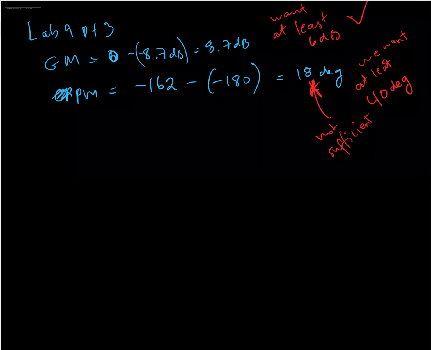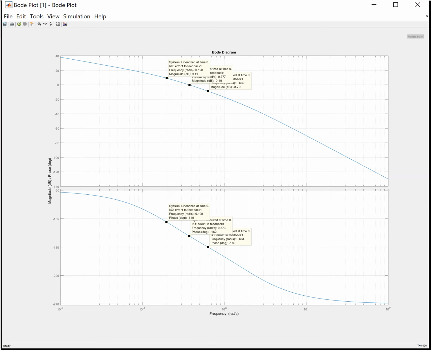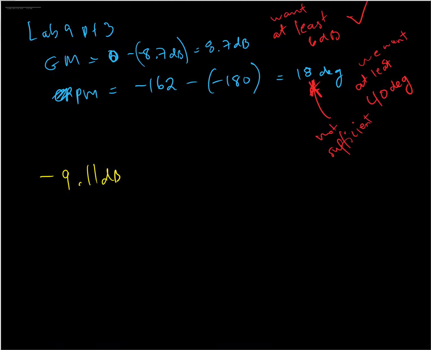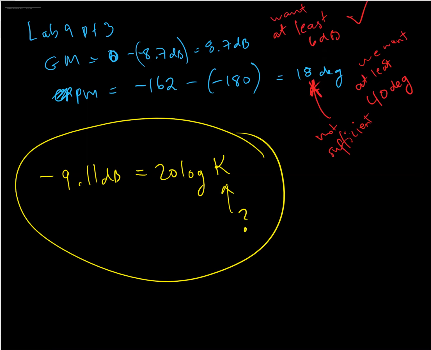So writing down those numbers, I know that minus, what was that exact number? Let me go back. Yeah, so minus 9.1 dB is the drop in gain that we want, and we want to un-dB this and figure out, okay, what is this K that gives us that drop, right? So you have to work that out for Lab 9.